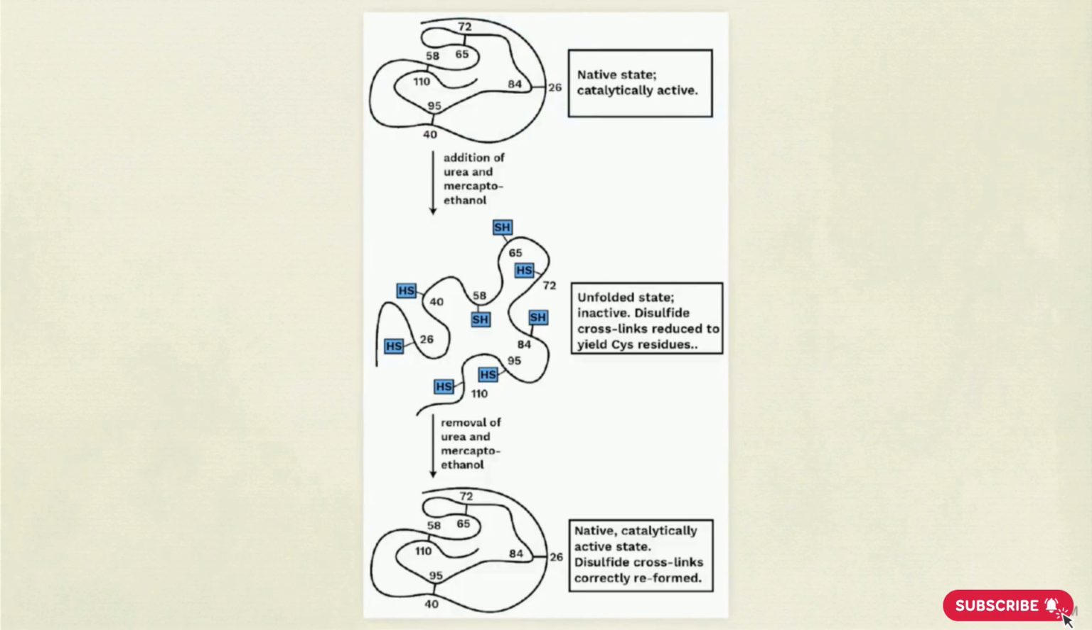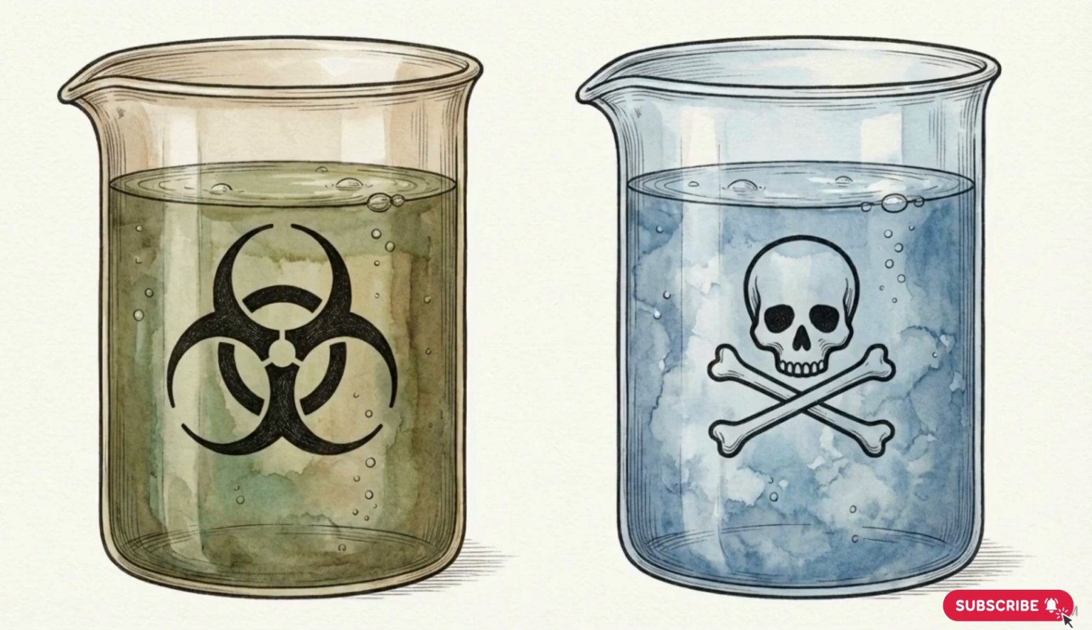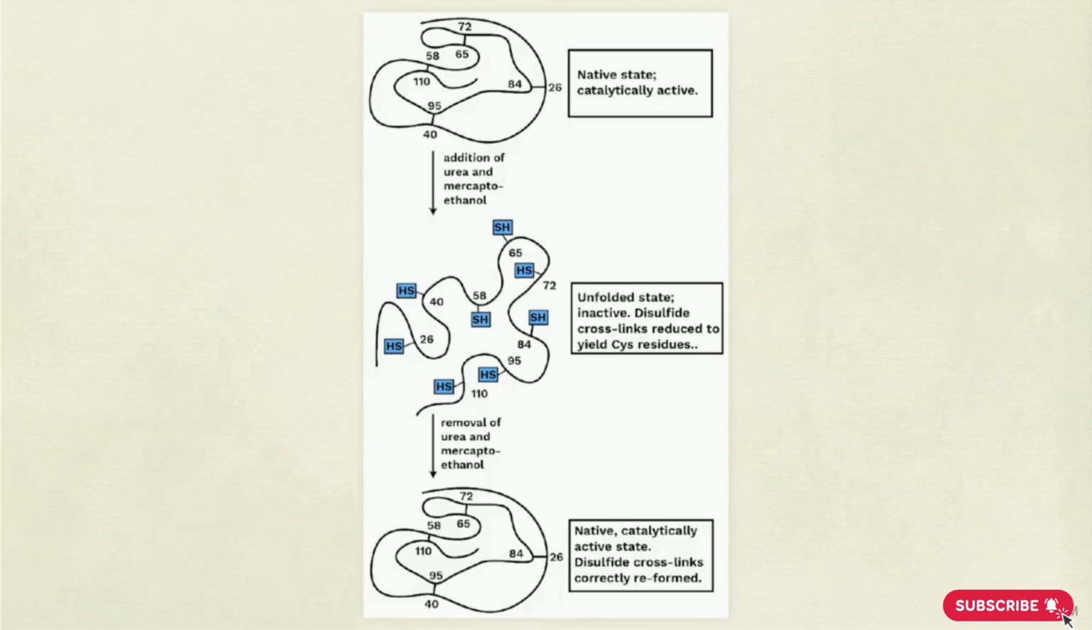He applied 2 chemical agents to the protein: urea, a chaotropic agent that disrupts the non-covalent interactions, and mercaptoethanol, which chemically reduces the disulfide bonds. Stripped of supports, the protein falls into an unfolded state, a random coil lacking catalytic activity. But when Anfinsen removed the chemicals, the sequence spontaneously refolded. Driven by internal thermodynamics, it correctly reformed its disulfide crosslinks, returning to its active native state.